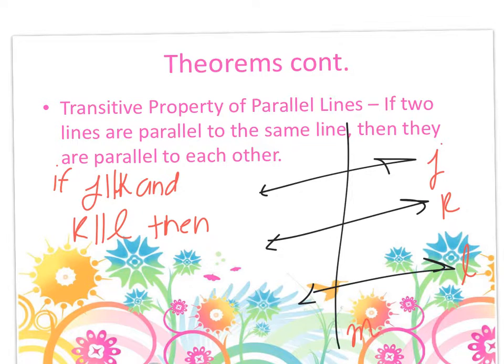So this would look something like this. If J is parallel to K and K is parallel to L, then what? Good. J is parallel to L. That's the transitive property of parallel lines. Not just transitive property, okay, because transitive property applies to variables and segments and lines. We add on there of parallel lines.